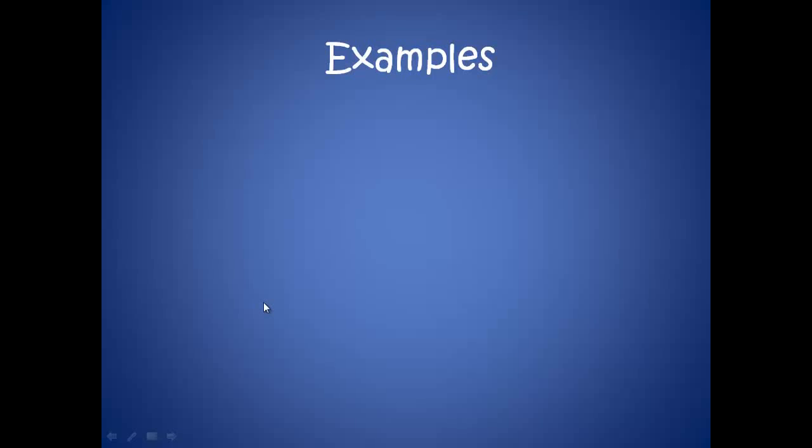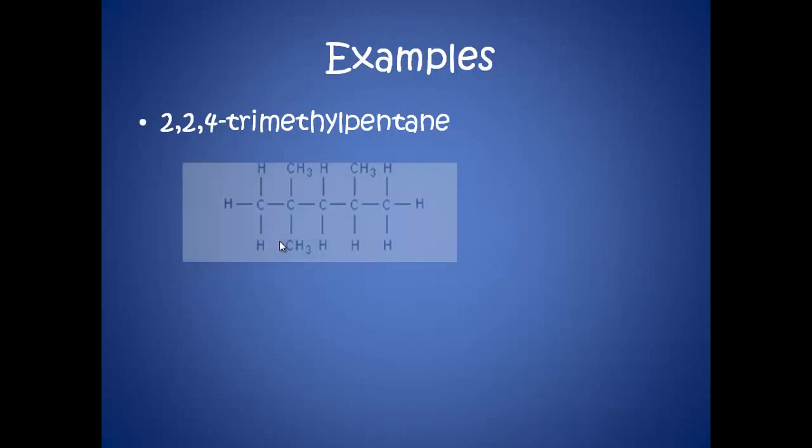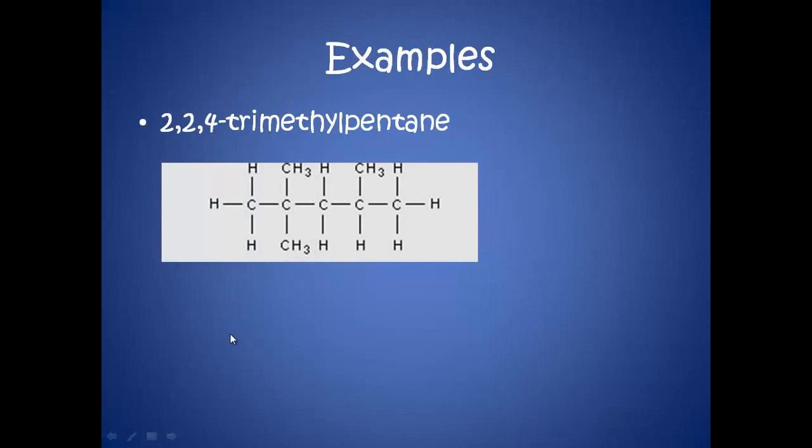We have some examples of how to draw structural formulas for alkanes. The first one we have is 2,2,4-trimethylpentane. Here we have pentane, so we must put the number of carbons, which in this case is 5. We put the carbons in a line, and then we have 2,2,4-trimethyl. So on carbon 2 we have two methyls, and on carbon 4 we have another methyl.